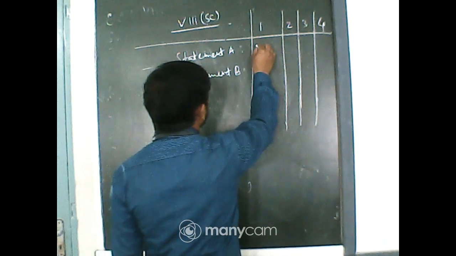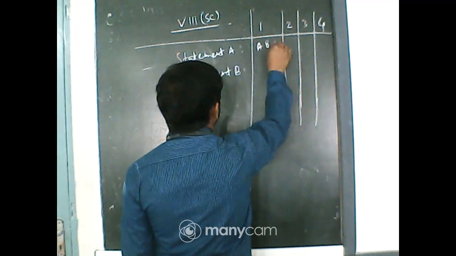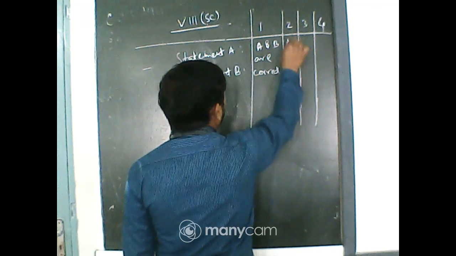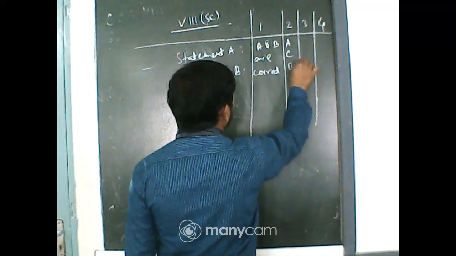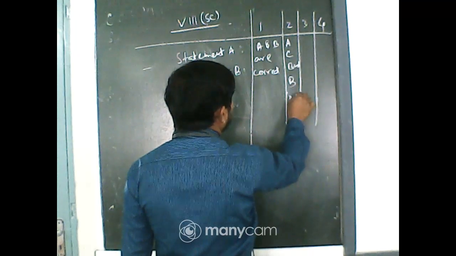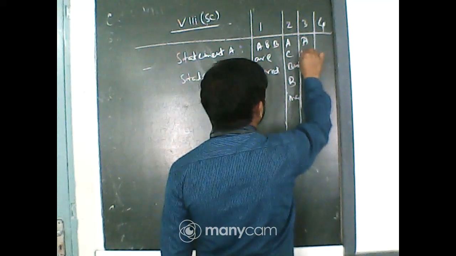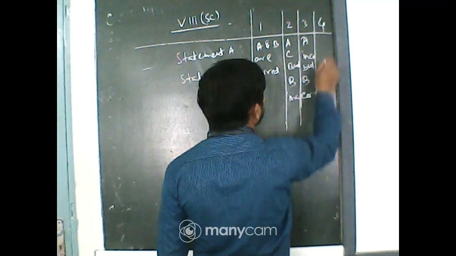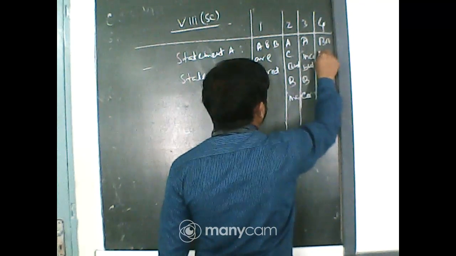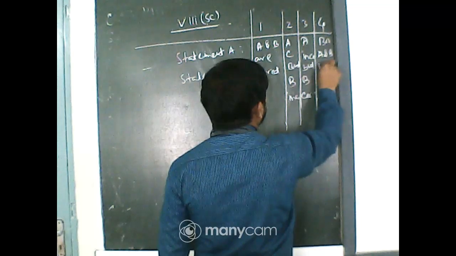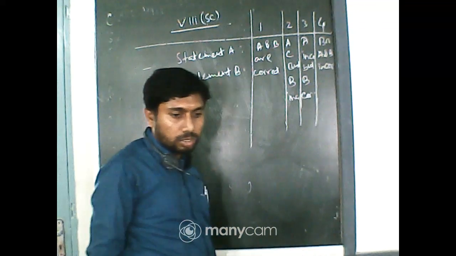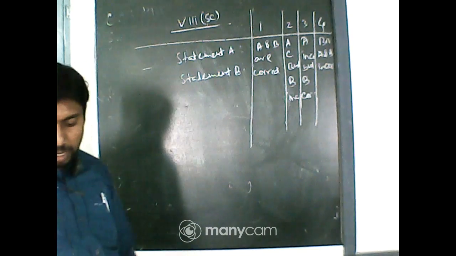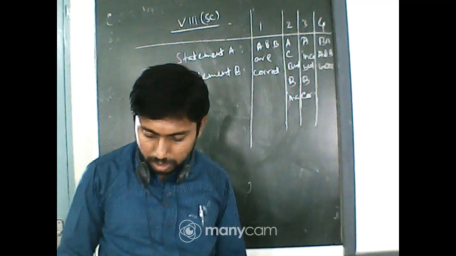Now, in the options it would be A and B are correct. A correct but B incorrect. A incorrect but B correct. Both A and B incorrect. Understood? Okay. Now, I am telling about one question.